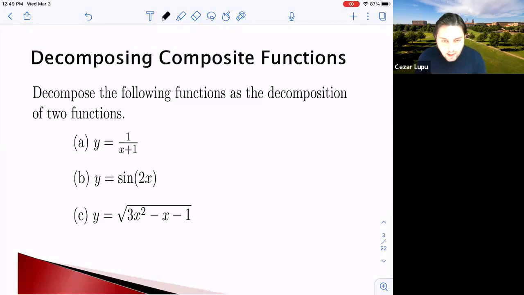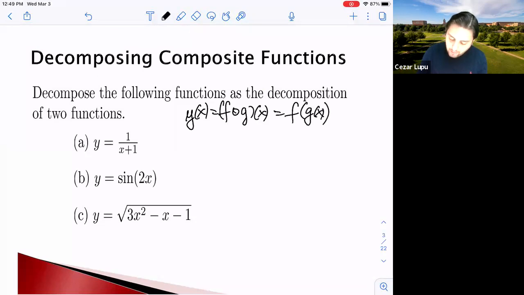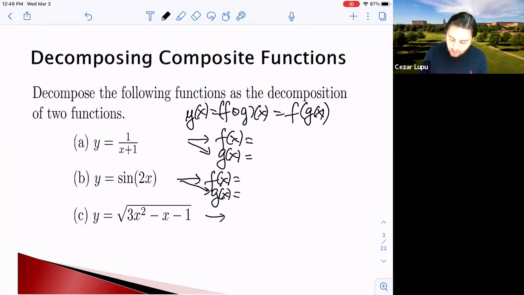So let's see, for 1 over x and x plus 1, who is f, who is g? So, okay, let's write y of x is f composed with g of x, which is f of g of x. And I would like you to tell me, in this case, f of x is what? And g of x is what? And let's go with all the others as well. And let's write here as well.